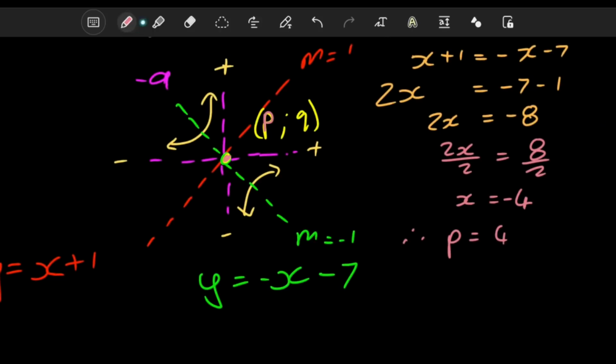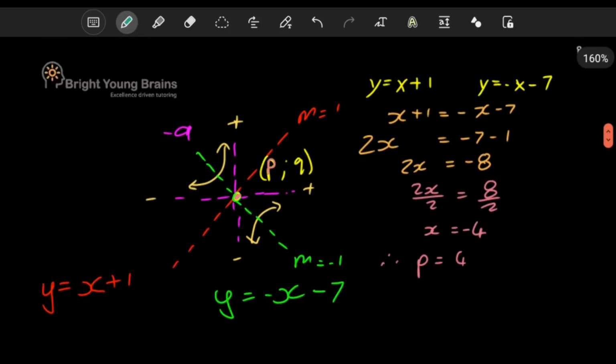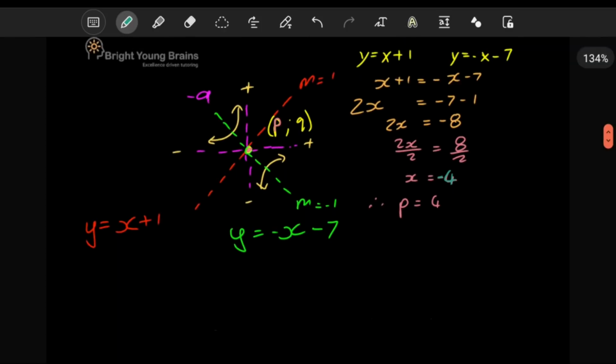For q, we just have to find the y value where our two graphs meet each other. So getting the y value, we already know that this is just the x value where they meet. So this x value, we can throw it into one of our original equations, and then we'll be good to go. So one of these two, let's throw in a -4 in there. Let's choose this one.